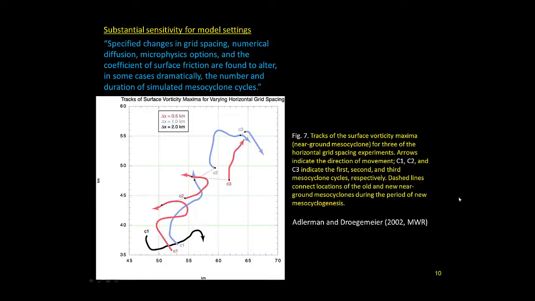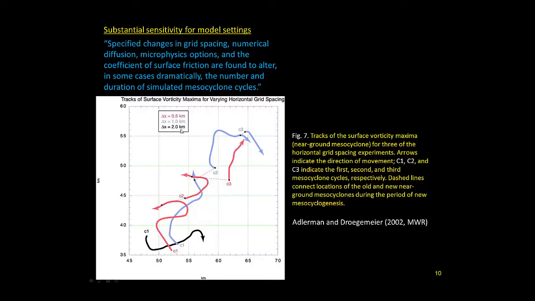So a few years later then, Adlerman and Droegemeier did another study on cyclic mesocyclogenesis, and they were simply looking at the sensitivity of model settings to cyclic mesocyclogenesis. What they found was that just by changing the grid spacing, things like microphysics, diffusion, and surface friction had dramatic effects on the number of cycles and the evolution of the cycling. This figure here just shows one example from their paper with tracks of the surface vorticity for different grid spacings.